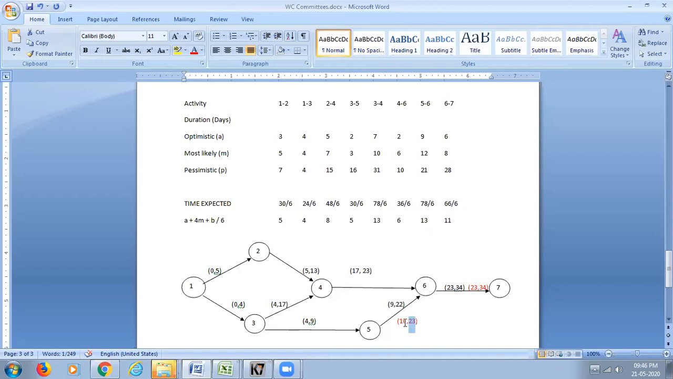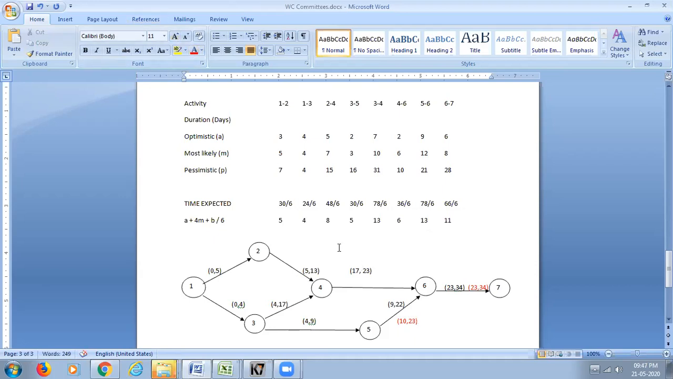See, the concept of the forward timing is called the earliest starting time and earliest finishing time, and the concept of backward timing is called the latest finishing time and latest starting time. So basically we find the latest finishing time and the latest starting time when we go backwards.